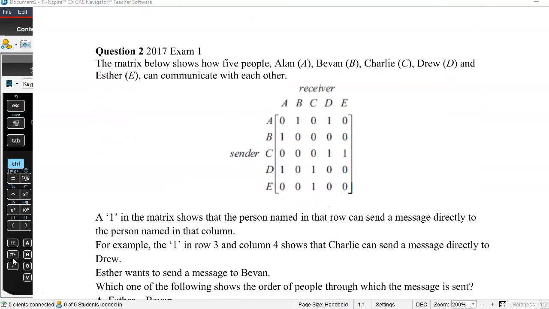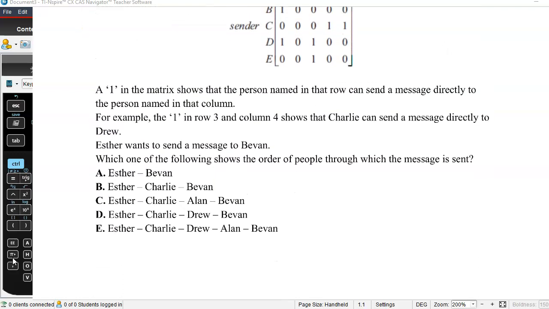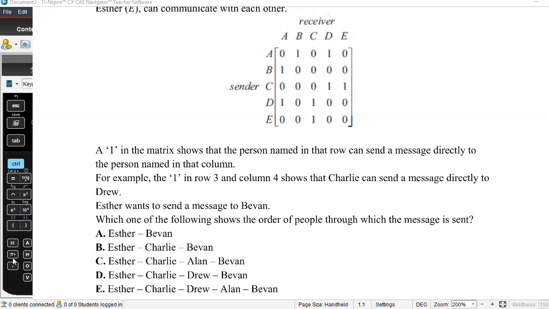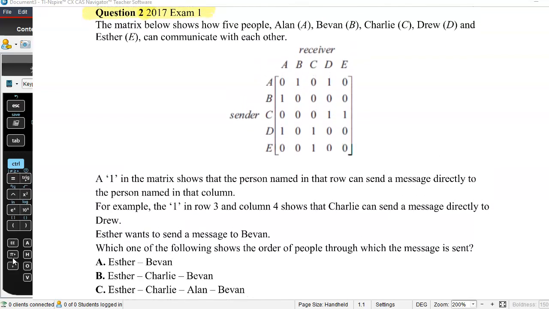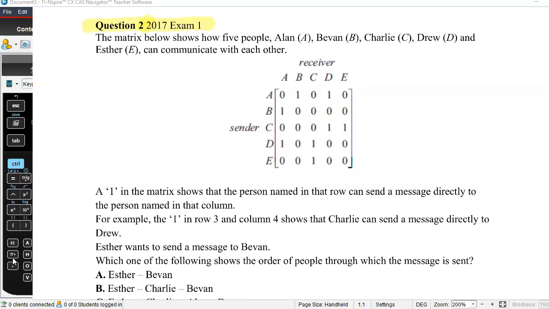Okay, let's do an example from an exam. And this is 2017 exam 1. So question 2, meaning it's early on, so it should be fairly straightforward. Now, I remember this being not well done by our school, and we think some of that issue is because there's a lot of words here. So you've got to be able to read all of this information and understand it.